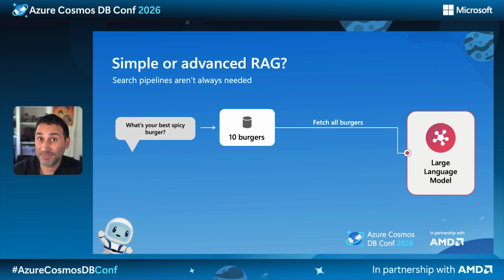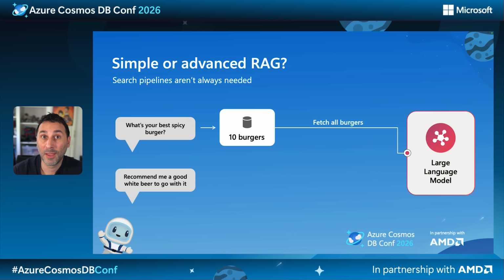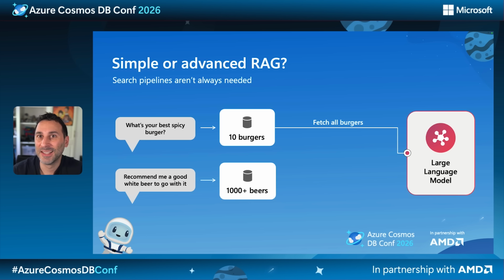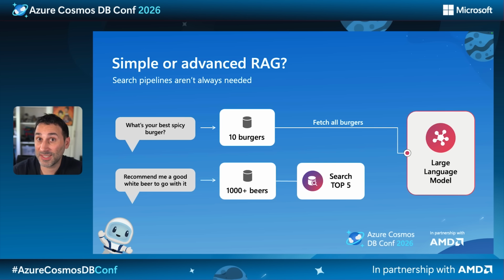But now our restaurant has recently made a partnership with Conf World Beers, and we want to be able to recommend beers if the user asks for it. For example, we have this other user who wants a white beer to go with his spicy burger. But this time, the catalog is more than 1,000 beers. So we need a good search pipeline, and what we want is to only send the relevant results to the LLM.